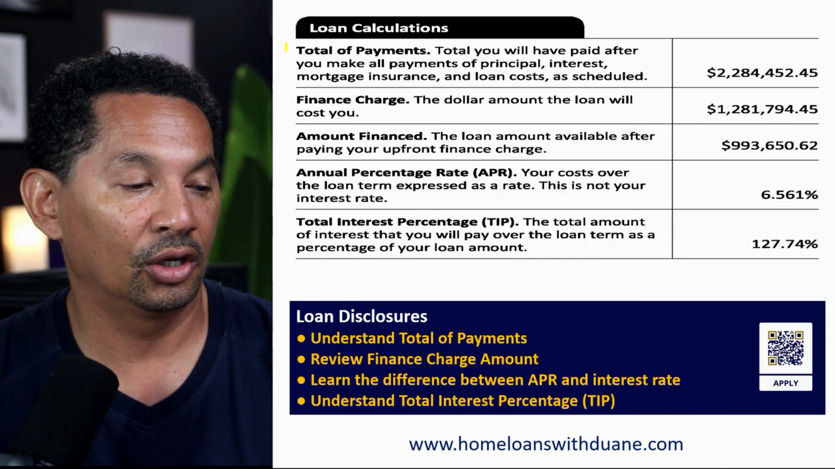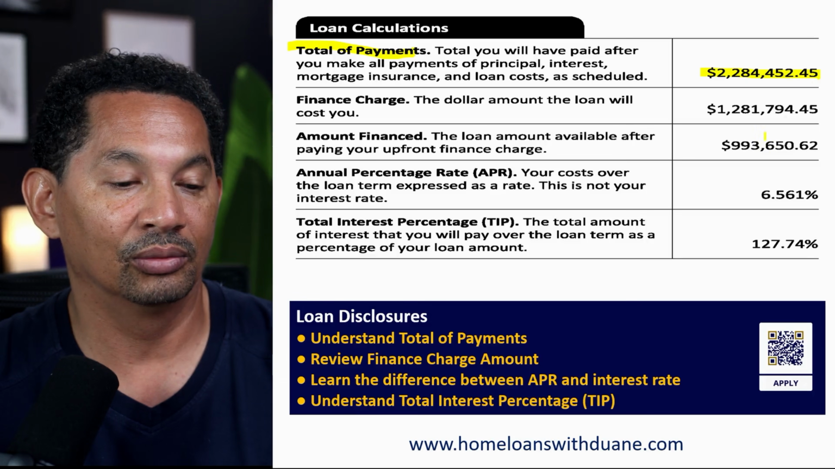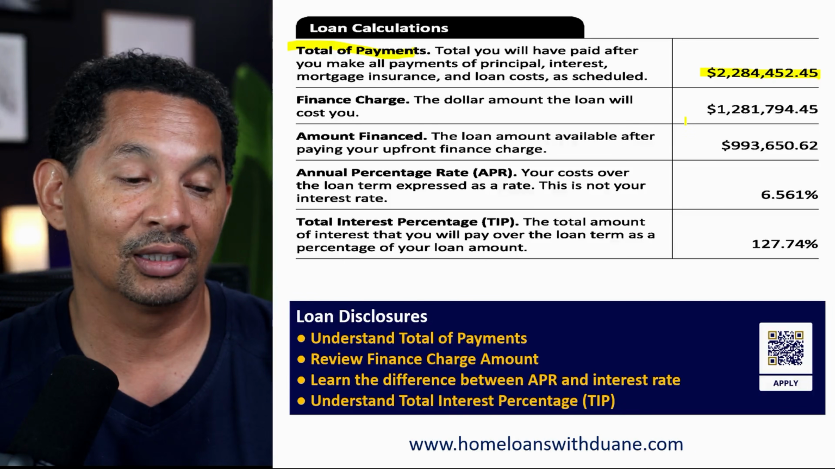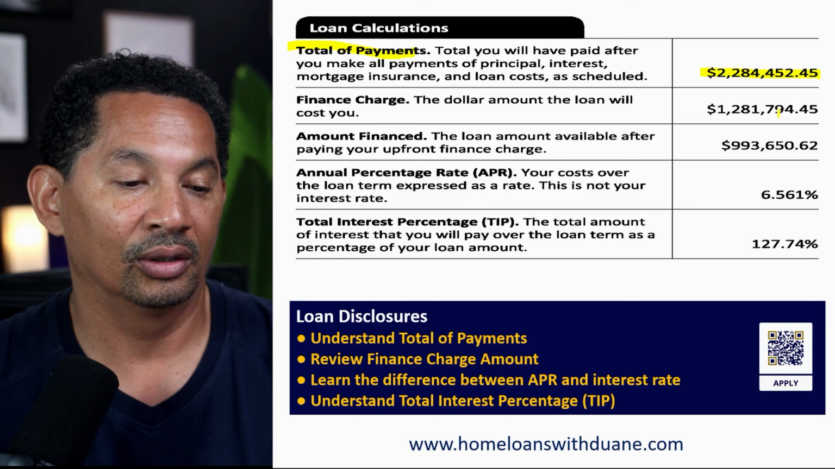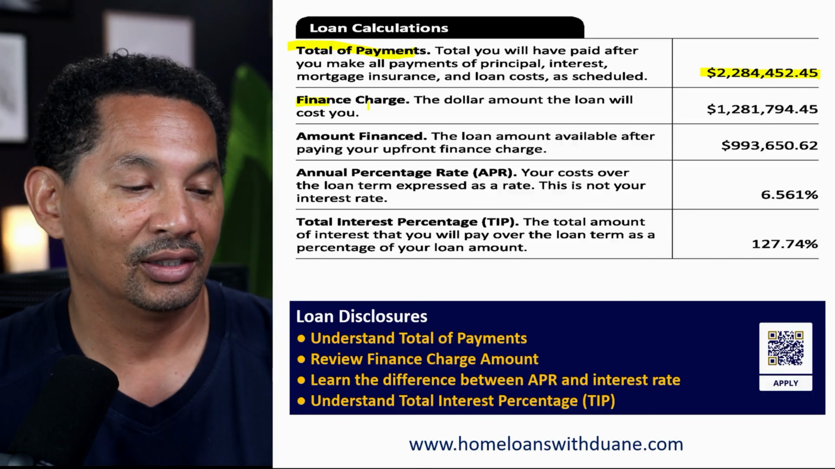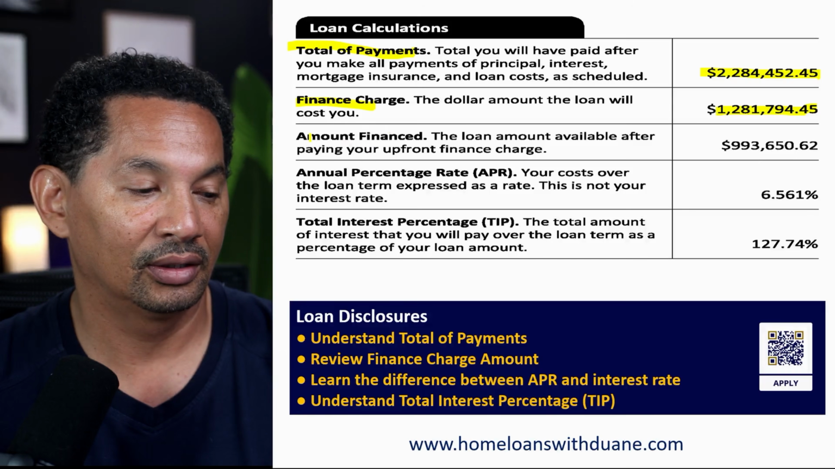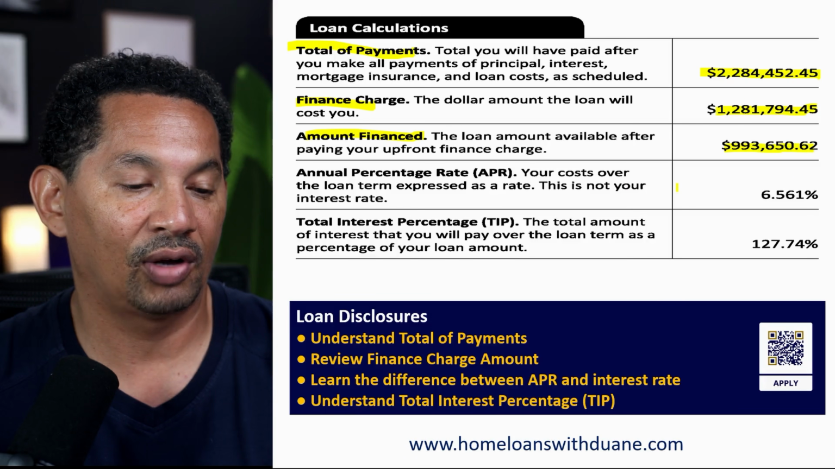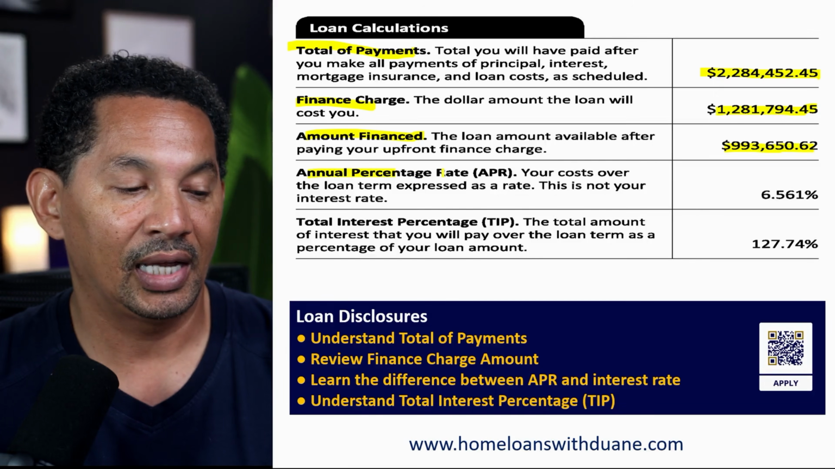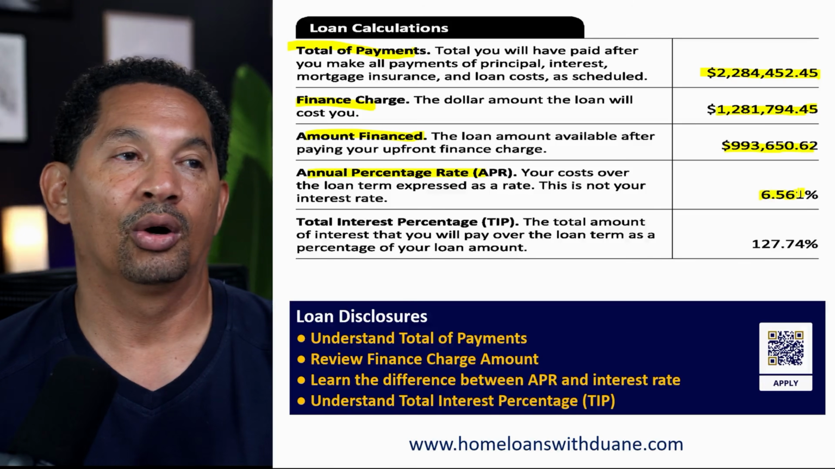Loan calculation. So these are the total payments that you'll be making on the life of the loan. So almost double, well, actually more than double the loan amount that you selected to have. These are your finance charges, the dollar amount the loan will cost you. You can see right here, the amount financed in total is 993,650.62. And then the APR, this again is how you know if you're getting a no-cost loan or not.